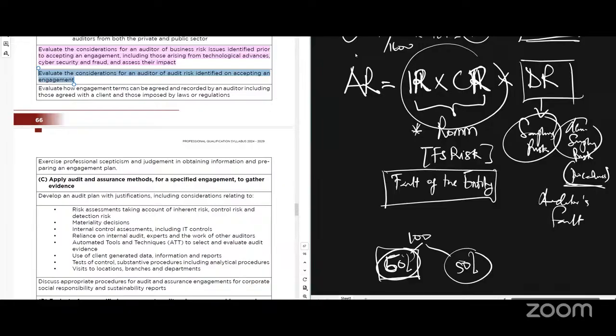So this is an equation, right? Remember, an increase in this means an increase in this. So when these are higher, and this one is lower, are you getting it? Audit risk will still be high. It depends. It's an equation. Are you getting it? So it depends.